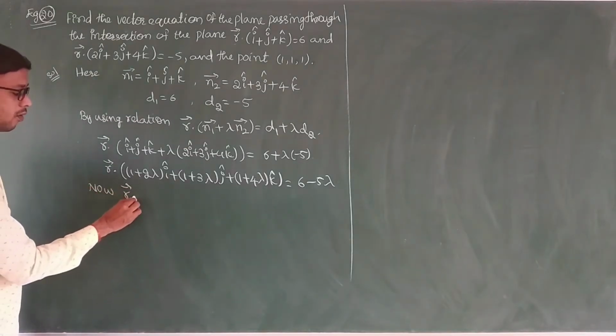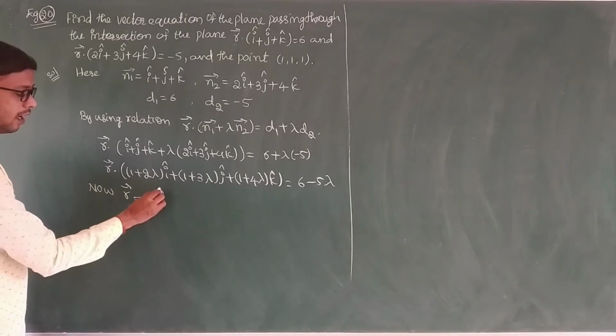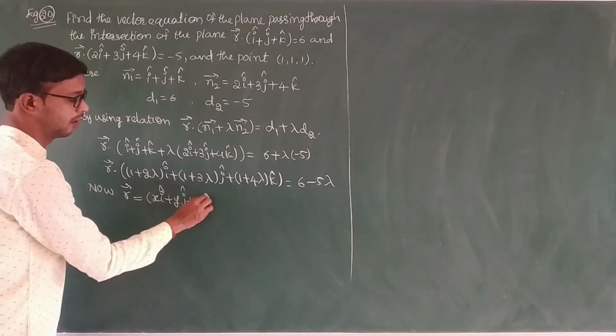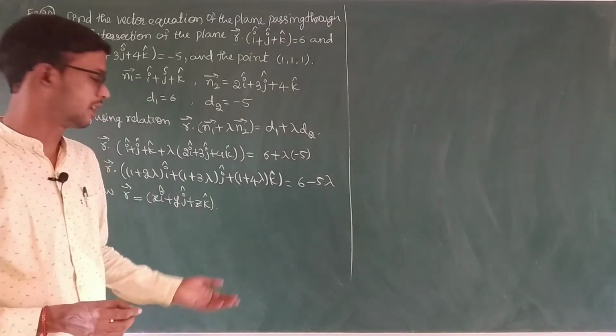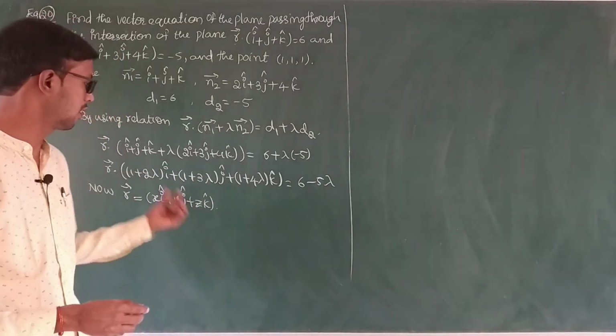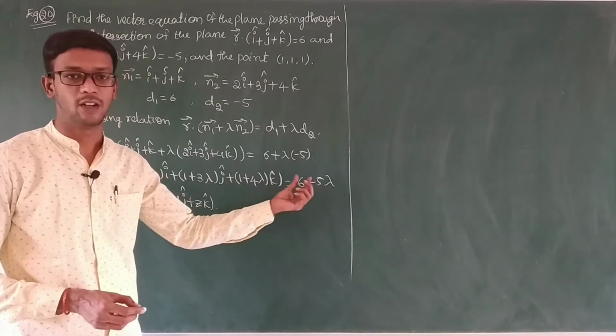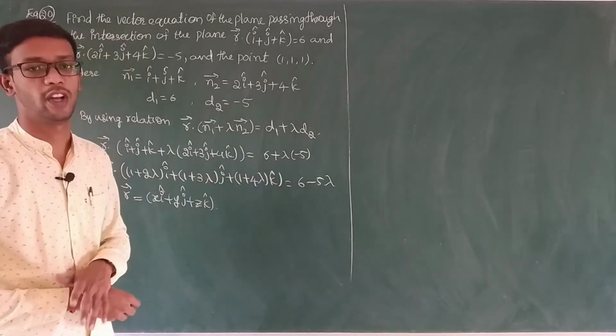R bar is equal to how much? X I cap plus Y J cap plus Z K cap. We know this value. This is the general position vector. So here we substitute. Sir, why are we substituting? You have to find the lambda value, and we have to make the total simplification of the plane equation.